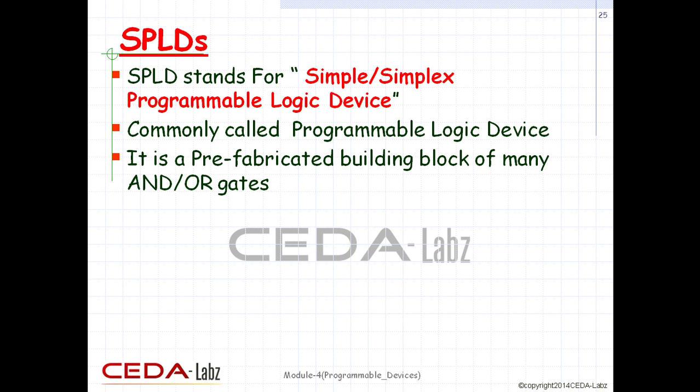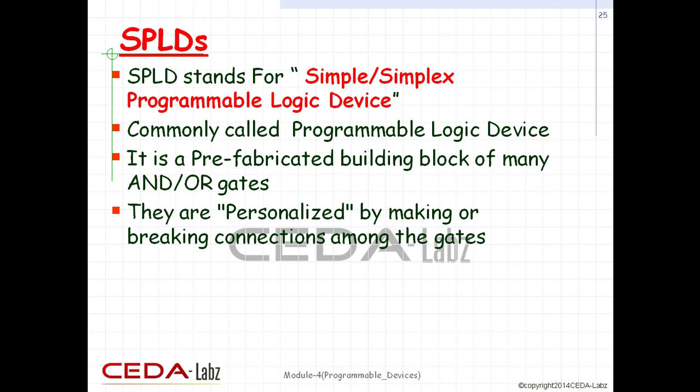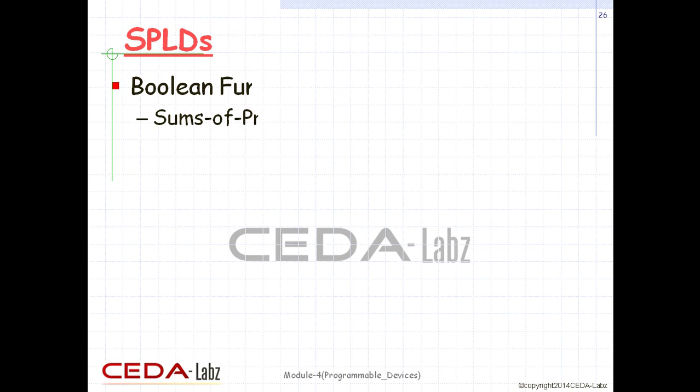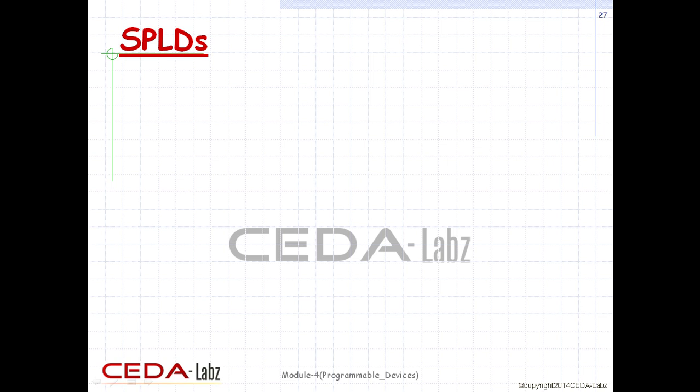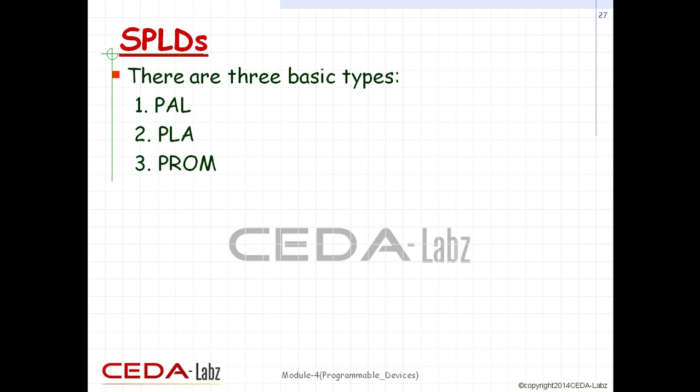Basically, in this type of programmable device, the cells are in the form of AND/OR gates. These are personalized by making or breaking connections among the gates. The logic in SPLDs is in sum of product form. The basic architecture of SPLDs is shown in the figure below. In SPLD there is a plane of AND gates, followed by a plane of OR gates. There are three types of basic SPLDs: PAL, PLA, PROM.